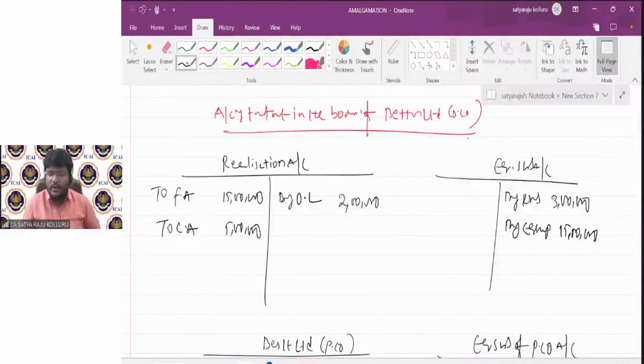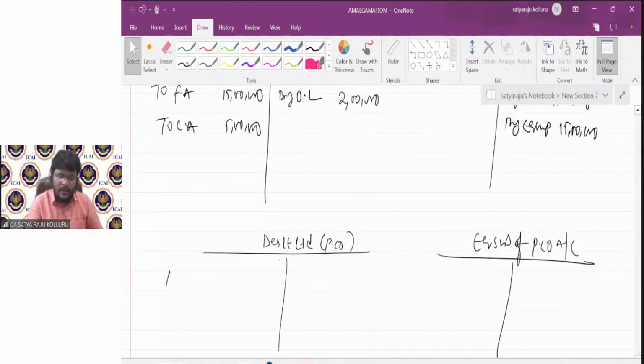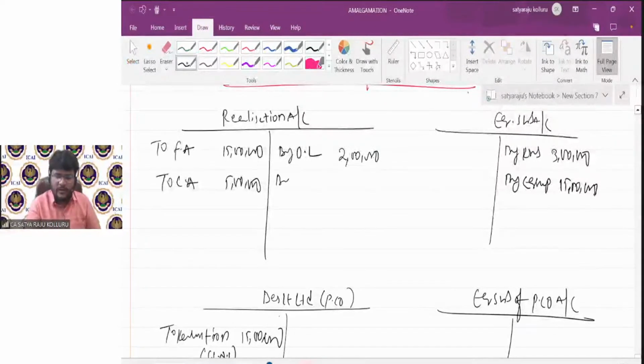Next, purchasing company account debited to realization account. In purchasing company to realization. So PC we already calculated in working note number 1. So how much is PC, guys? 15 lakhs we got. Best Limited to realization, in realization by Best Limited. If you want, you can put working note number 1, which is 15 lakhs.